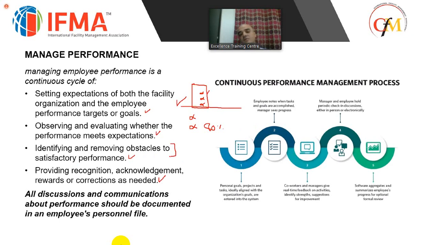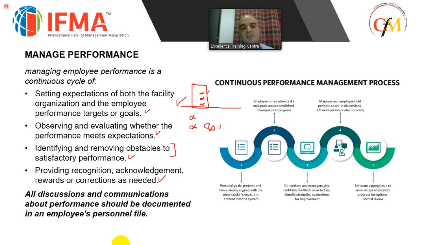So our job is to monitor someone while they are performing, identifying and removing obstacles. A new management concept which everyone is moving to now is what we call servant leadership. What does servant leadership mean? A leader is someone who serves the employee, in the sense that your job as a manager is to clear the path for the employee to perform. You provide them with the necessary tools. Not only the physical tools, but the necessary work environment and the necessary empowerment for them to do what they are supposed to do.